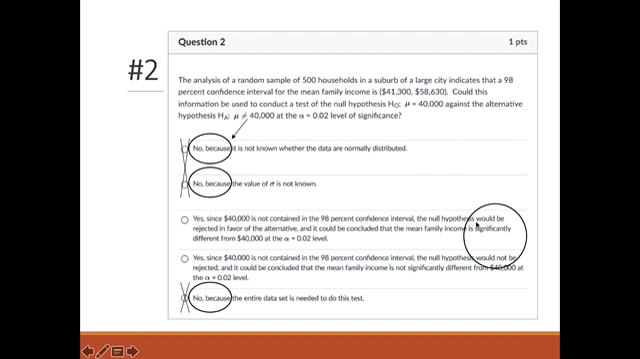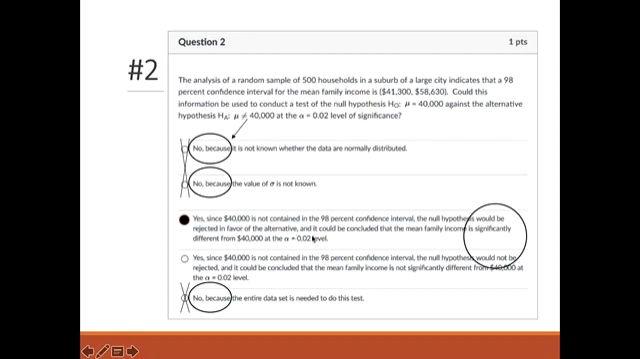So the next thing to do is consider the difference between these two answers. In this answer, it says the null hypothesis would be rejected. This one says the null hypothesis would not be rejected. So if you go look at your confidence interval, the null hypothesis of 40,000 is not in that interval. That means that it would be rejected in favor of the alternative. So we could conclude that the mean family income is significantly different from 40,000 at the 2% level.